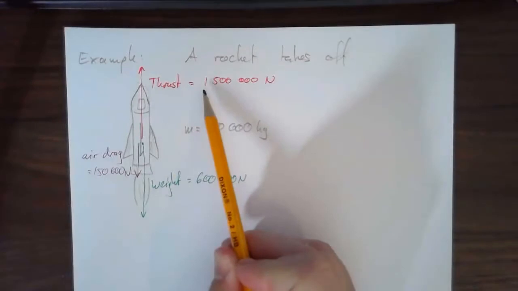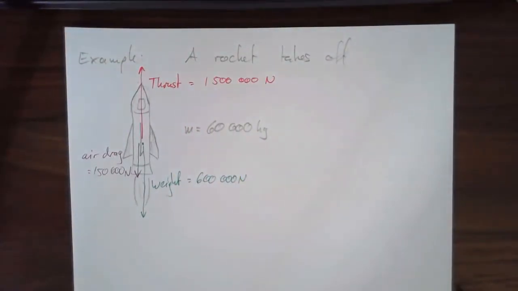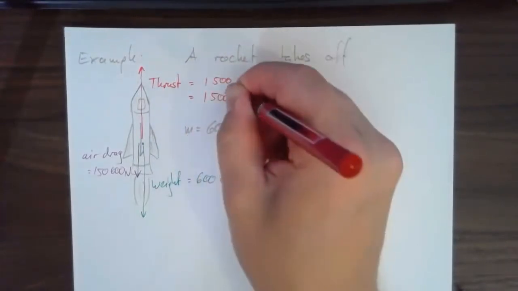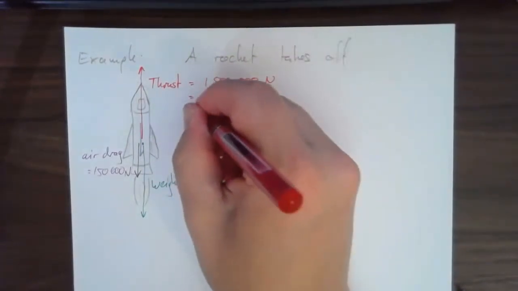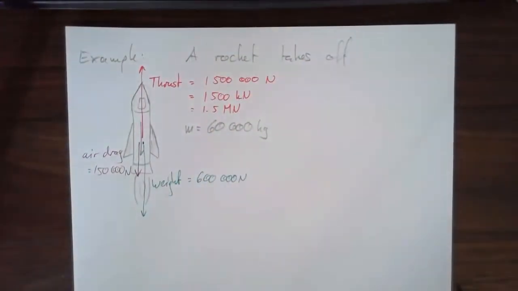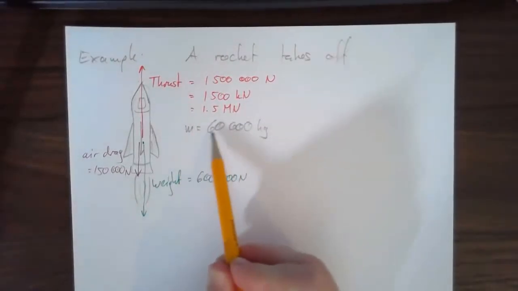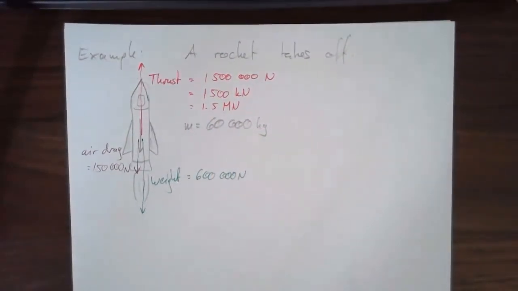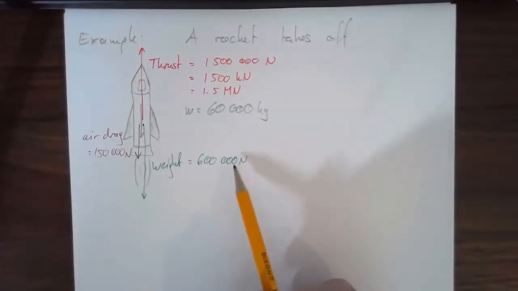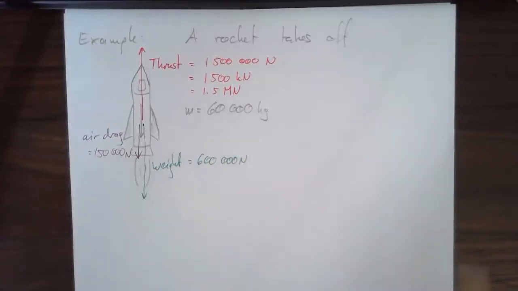If you imagine this is 1,500,000 newtons, I could write that, if I wanted to, as 1,500 kilonewtons, or as 1.5 meganewtons. So it's different units, like kilometers instead of meters, but newtons are the basic quantity. The mass is 60,000 kilograms, I'm just going to assume that. The weight is 600,000 newtons. In fact, this is derived from the mass, and we'll talk about how in the next video.